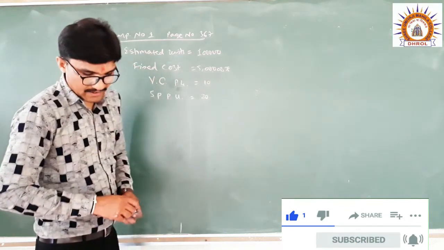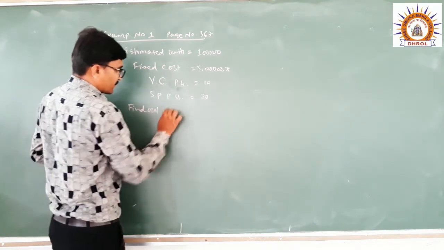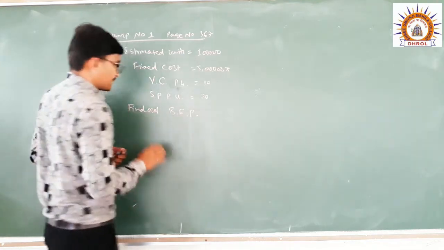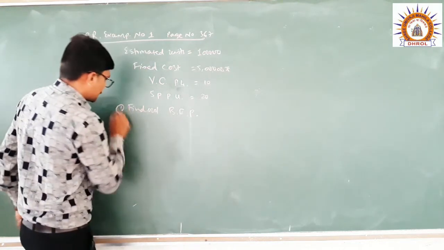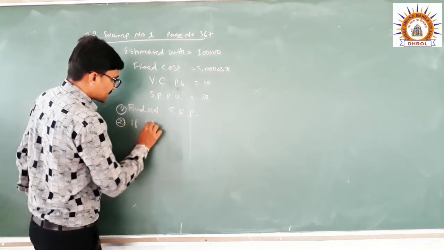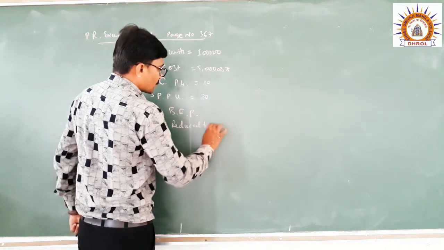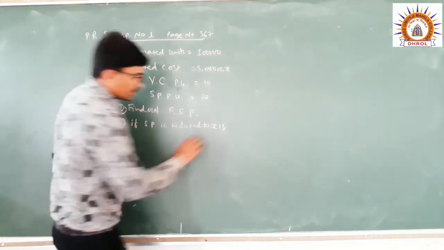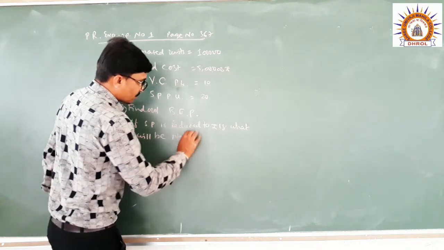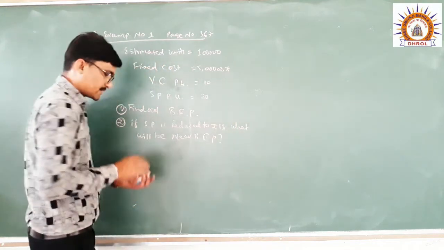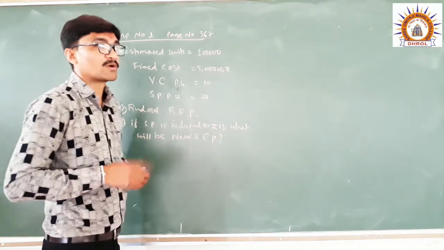Right? Then decide the break-even point. First of all, find out the simple break-even point. Then second, if the selling price is reduced to rupees 18, what will be the new break-even point? So let us calculate the given problem one by one.